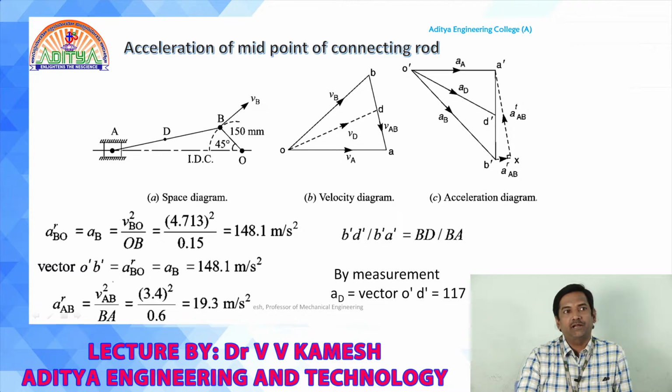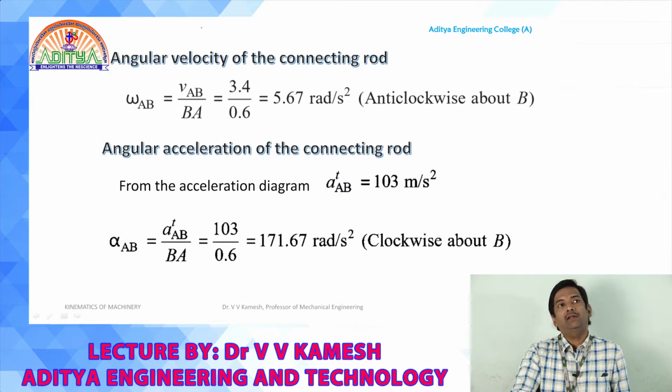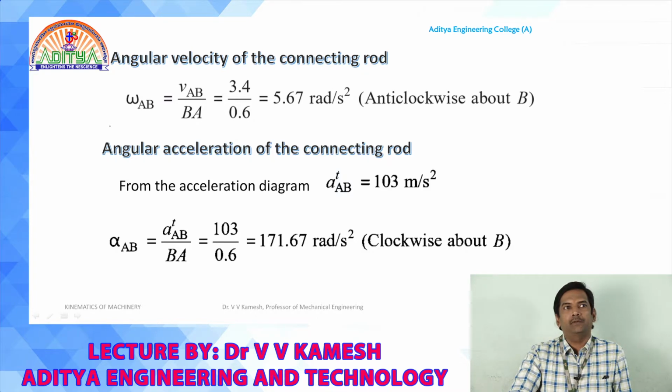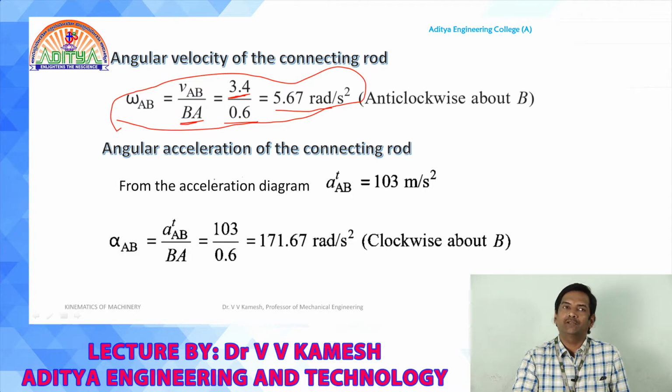Now, the vector O'B' is already found to be 148.1 meters per second square, and from the diagram by measurement we are finding the acceleration of D and acceleration of AB, it is going to be 19.3 meters per second square. And the angular velocity of the connecting rod we have already found from the velocity diagram, because omega AB is V by R. That means the velocity of AB is identified as 3.4 from the velocity diagram, and the AB length is given as 0.6 meters. So, omega of AB is 5.67 radians per second.